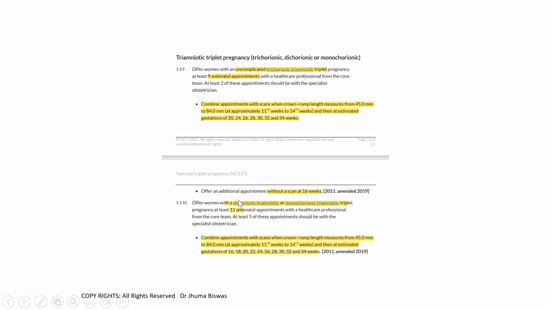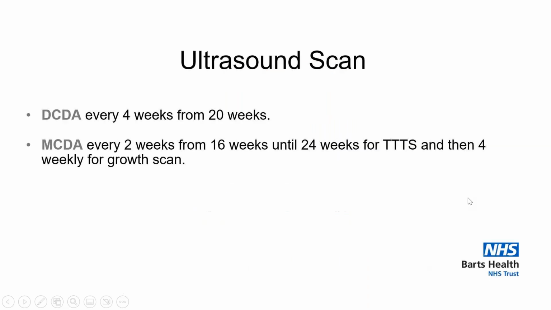In case of dichorionic triamniotic or monochorionic triamniotic triplet, that means when they share the placenta, they need a more frequent appointment. That is, total number is 11. 11 to 14 weeks, that will be the booking appointment. And then from 16 weeks onward, they need every 2 weekly appointment. So total number of appointments is 11.